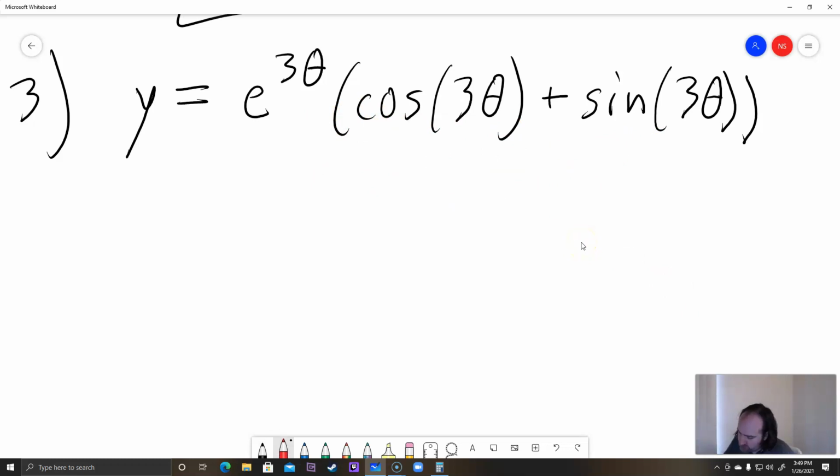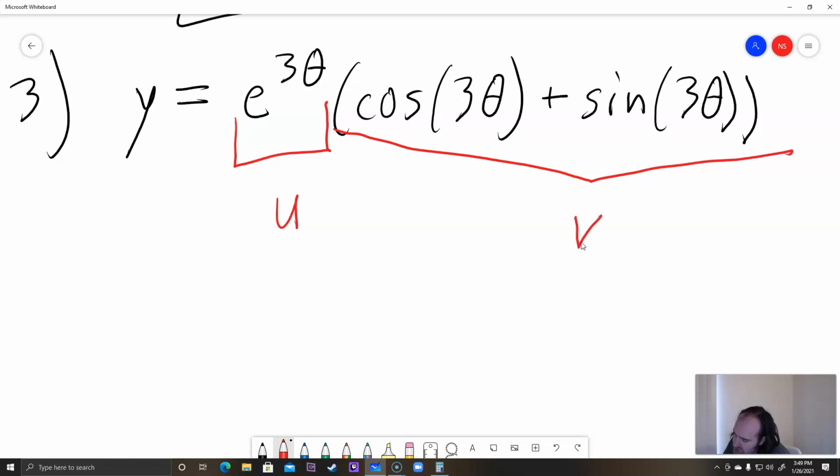Okay, so once again, we're going to label everything. Here, our first factor is u, so that's going to be e to the 3 theta. And then our second factor is going to be v. So here, v is going to be cosine of 3 theta plus sine of 3 theta. Once again, we have a product, so we're going to use the product rule. So uv quantity prime is equal to uv prime plus u prime v.